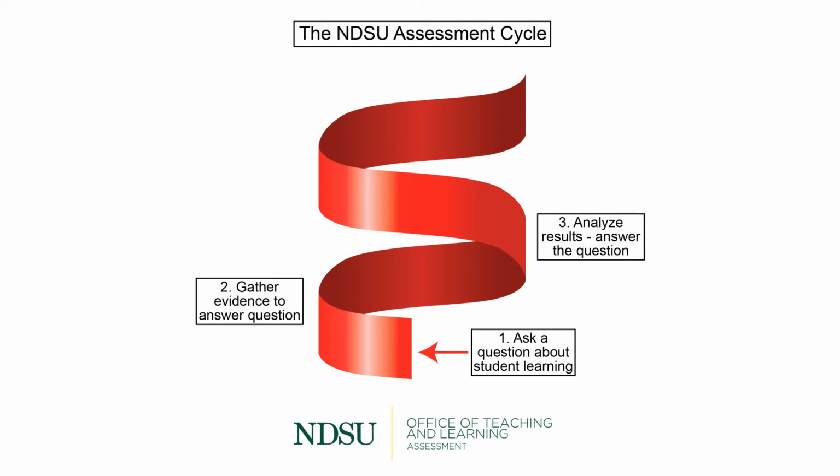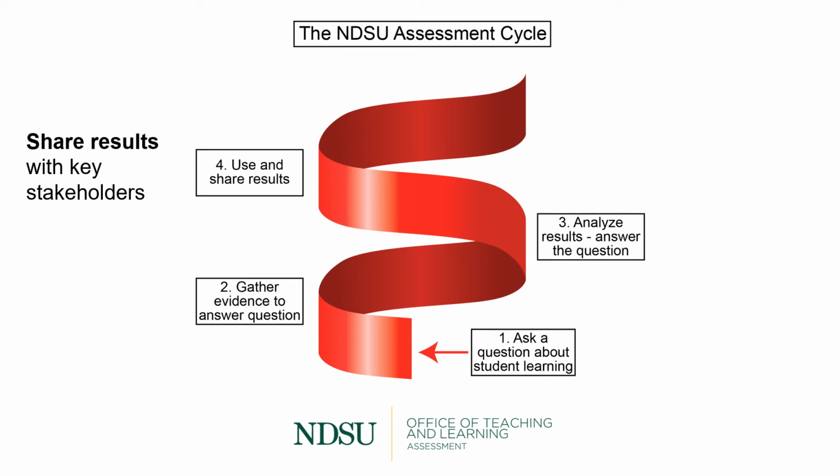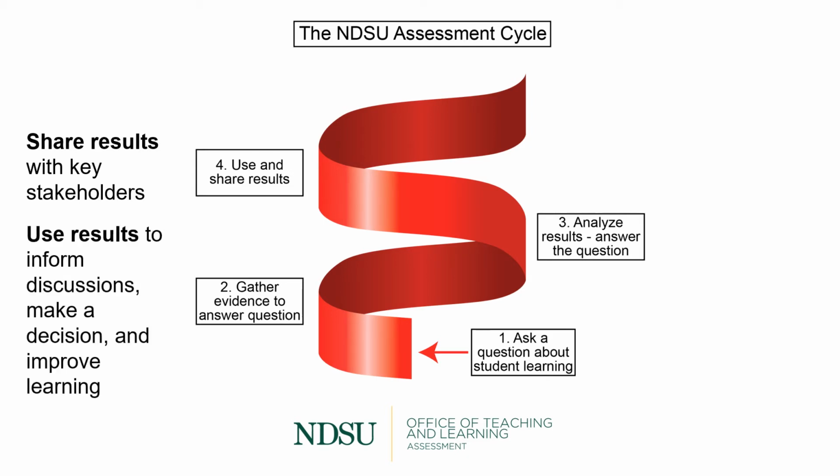Step 3 is to analyze results and answer the question. This is where your efforts to develop a good question will pay off. A good assessment report answers questions that have meaning to a program and will help inform decision making. Step 4 is to use and share results. Use results to inform discussions, make a decision, and ideally improve student learning. Results should be shared broadly with stakeholders who can best support efforts to improve.